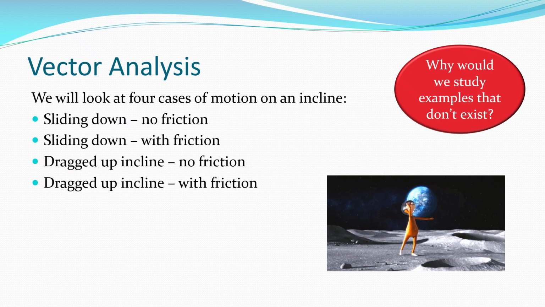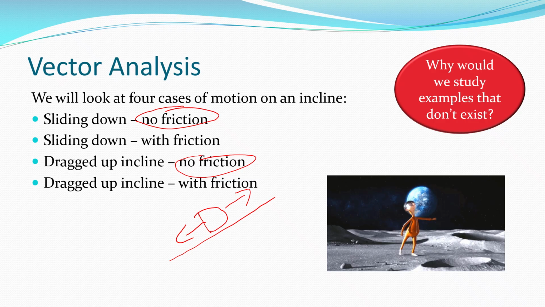Right, so a bit more vector analysis. We're going to look at 4 scenarios here. We're going to look at an object that is on an inclined plane, like this, and it's going to slide down the plane, which is the first 2 scenarios, both with and without friction. Friction's going to be holding it back. And we're going to look at it being pulled up the inclined plane with and without friction. Okay? Let's hope you get as excited as Vector does there. We do study these examples that don't exist because it helps us give a more simple understanding of what's going on in these scenarios.